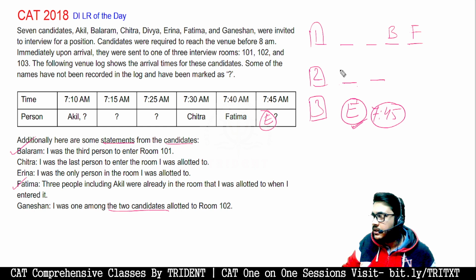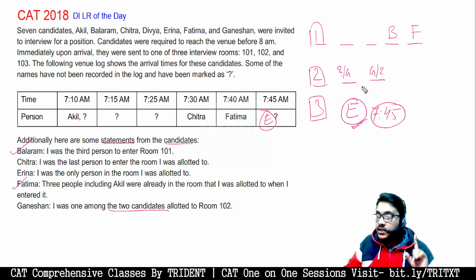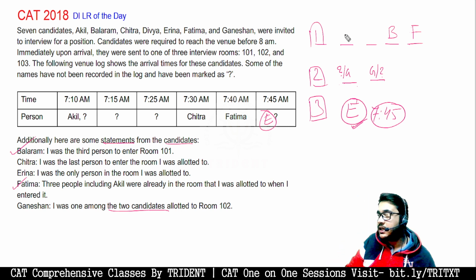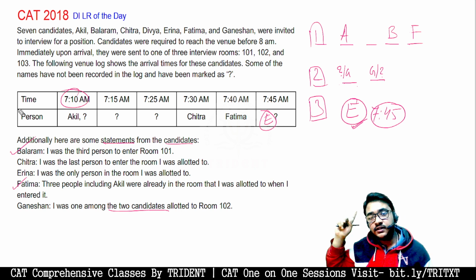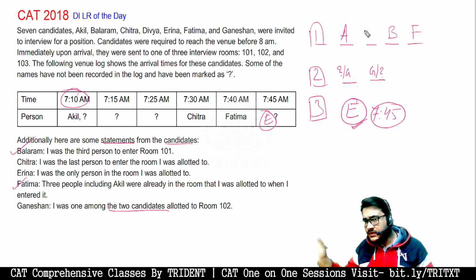Okay. Now question mark slash Ganeshan slash question mark. I'll tell you why question mark, because I don't know the time of arrival of Ganeshan. Okay, and I know that Akhil is there. Akhil also happens to be the one who is arriving first. So I am assuming that this is 7:10 and Divya is left, Chitra is left.